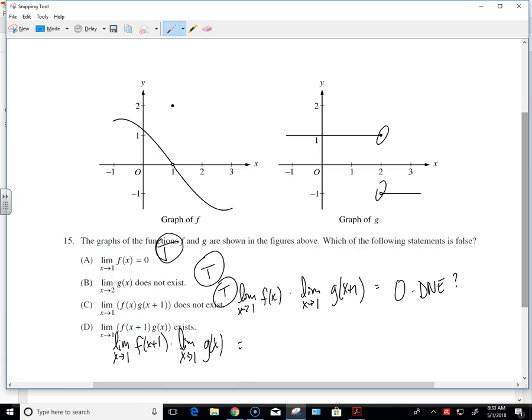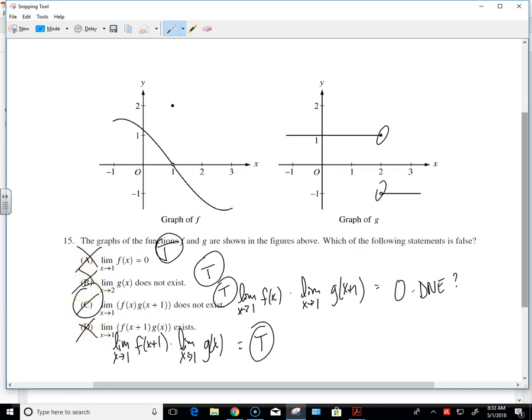Limit as x approaches 1, plus 1 is 2, f of 2, that totally exists. Limit as x approaches 1, g of 1, that totally exists. Oh. So what I was thinking was that I would have canceled those out. I'm showing you guys, I would have canceled that guy out, these ones for sure. Well, must be.